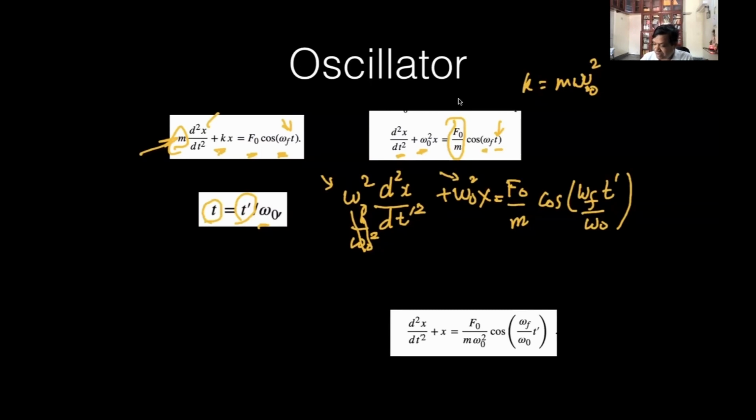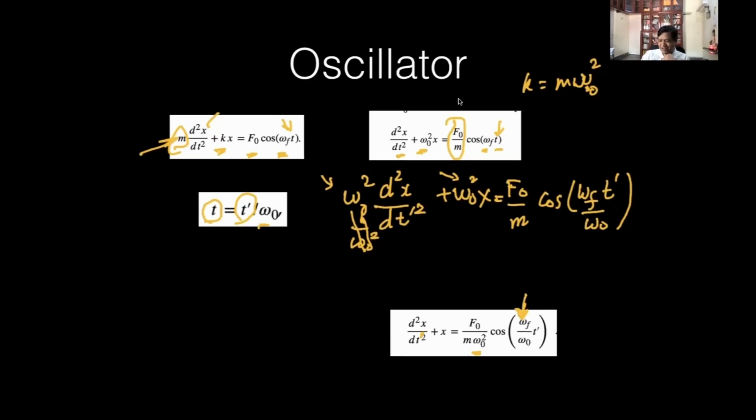d square x by dt prime square plus x equals, with omega naught square from the left coming here, f naught by m omega naught square times cos of omega f by omega naught t prime. Remember, omega f by omega naught is a non-dimensional number. Cos, sine, exponential, Bessel function, all of them take a non-dimensional number. I cannot say cos of 1 second. It is cos of 1, and that 1 is not second or meter or anything. So t prime is non-dimensional, and omega f by omega naught is a non-dimensional number.